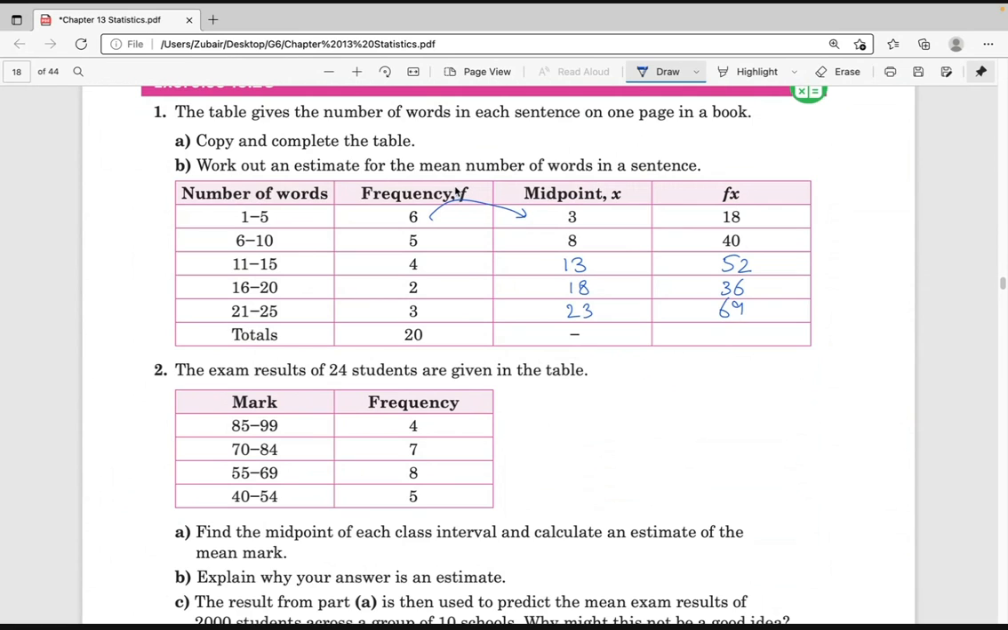Now complete the table, done. Work out an estimate for the mean. We know that mean is equal to sum of fx over sum of f. So sum of fx, I can add all these and write the total. That is 18 plus 40 plus 52 plus 36 plus 69. I'm getting 215. However, the total frequency is already given, which is 20. So 215 divided by 20 is 10.75.